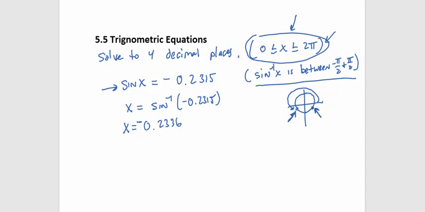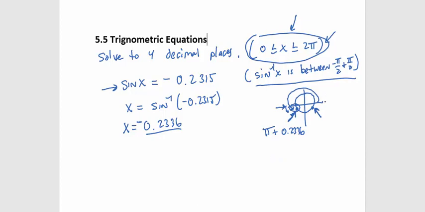So how would I get to this spot moving in a positive direction? Well, first I would go pi. That would get me to here. Then I want to add just this little bit of angle right there to get to that new one. Well, what's that little bit of angle? That little bit of angle is this, but a positive value, because I'm traveling this distance in a positive direction now. So I'm going to take pi plus 0.2336 to get that first answer.